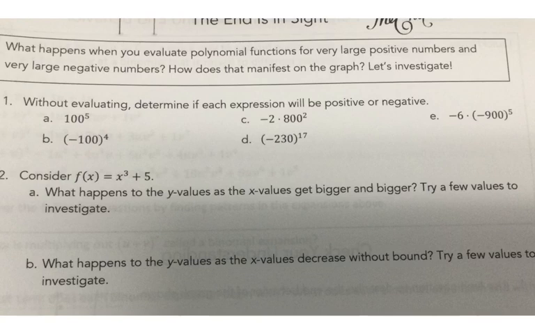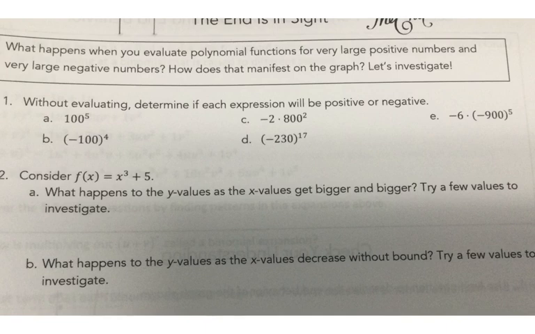We're looking at end behavior of graphs, and the end is in sight. It says, what happens when we evaluate polynomials at very large positive numbers and very large negative numbers? How does that manifest on the graph?